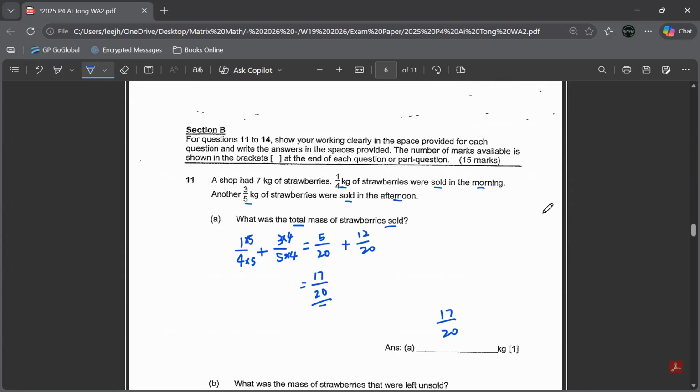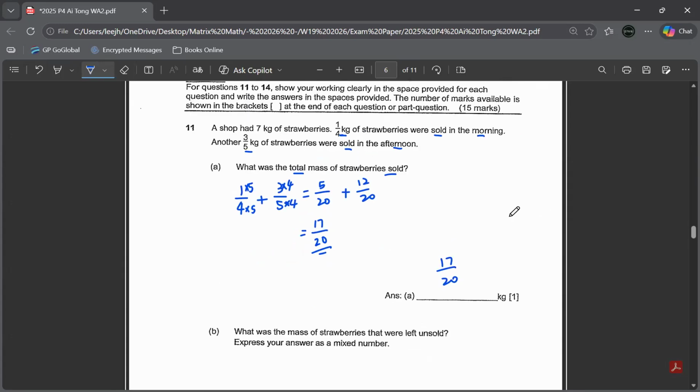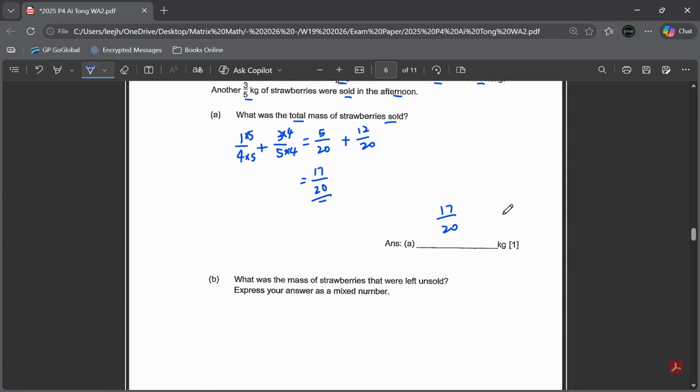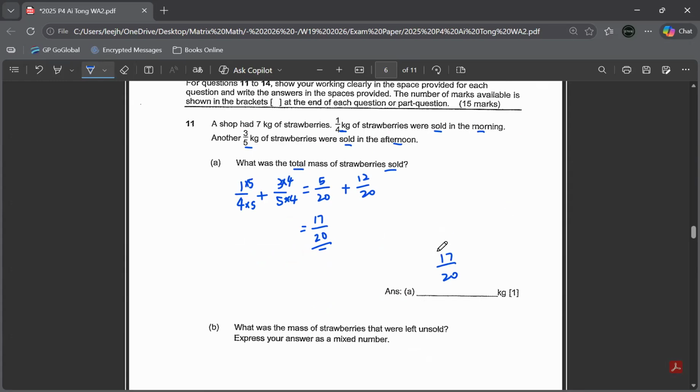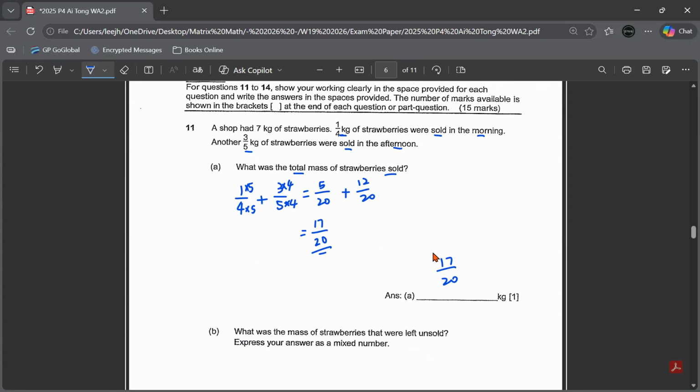And B, once you found answer A, you can do question B. Question B says, what was the mass of strawberries that were left unsold? Remember how many kg did the shop have? The shop has 7 kg at first.